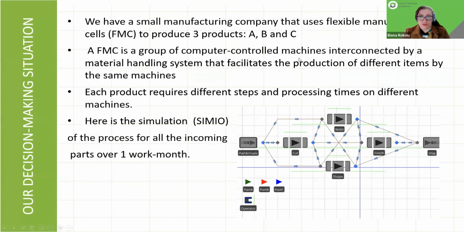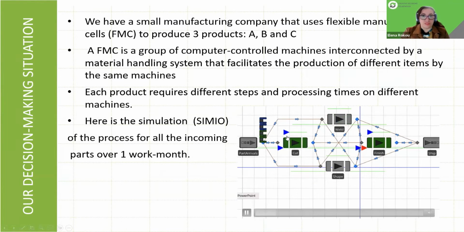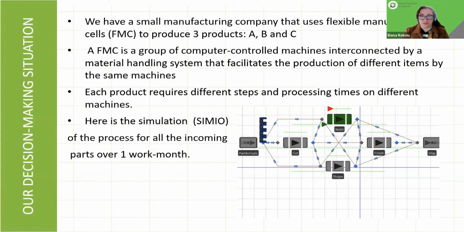We have a small manufacturing company that uses flexible manufacturing cells to produce 3 different products. You see over here a small simulation that was used in order to identify and evaluate different products that are being produced in this company. We have the simulation of the process for all the incoming parts over 1 work month.